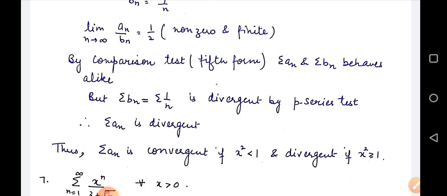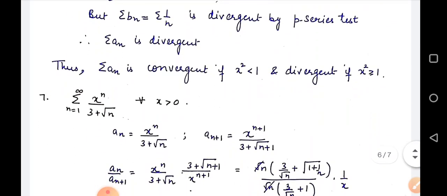So complete result ये है कि x equal to 1 or you can say x square equal to 1 और x square greater than 1 के लिए ये divergent था और कन्वर्जेंट किसके लिए था, x square less than 1 के लिए. द समीशन an इज कन्वर्जेंट इफ x square less than 1 एंड डाइवर्जेंट इफ x square is greater than और इक्वल टू 1.